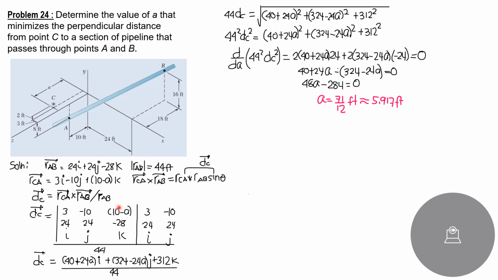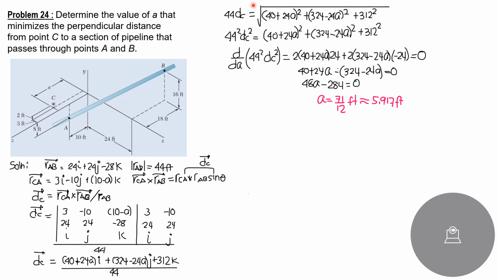Then j, we have (10 minus a) times 24, that's 240 minus 24a j. Then plus, negative of negative 28 times 3, that's plus 84. So 84 plus 240, we have 324 minus 24a, quantity j. Then k, 3 times 24, 72k, minus negative 240, so 72 plus 240 is 312k.